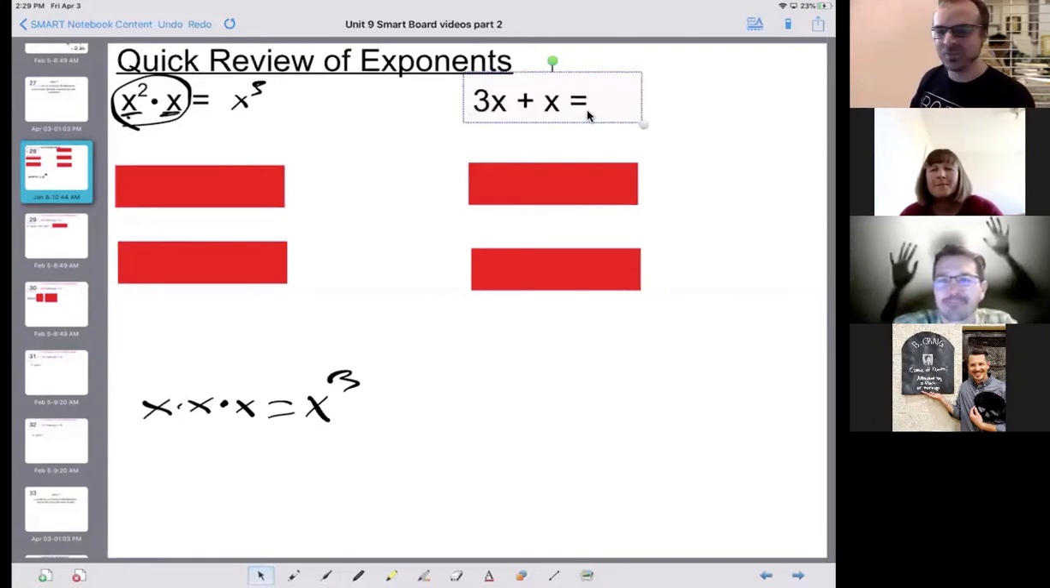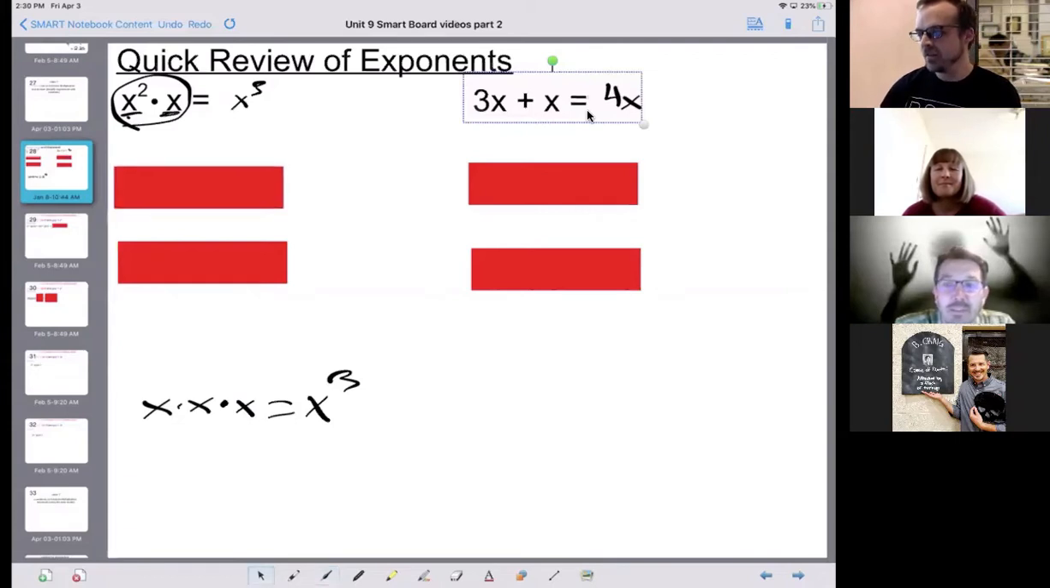Unlike this one here, which says 3x plus x. Well, you had 3 girlfriends, that's your x, and now you have another girlfriend, that's your x. So how many x's do you have? In this case, we have 4 x's. That's a lot of x's. This is not multiplying. This is adding, or combining like terms.